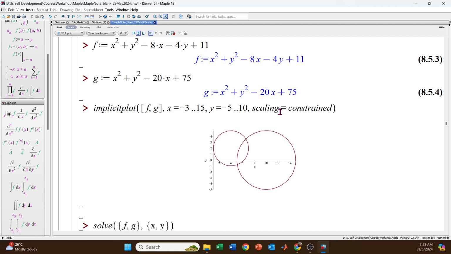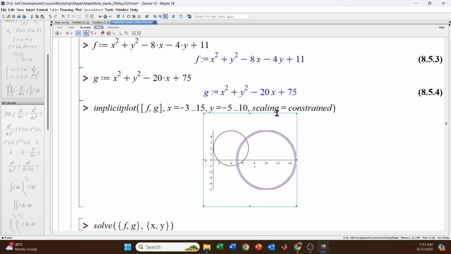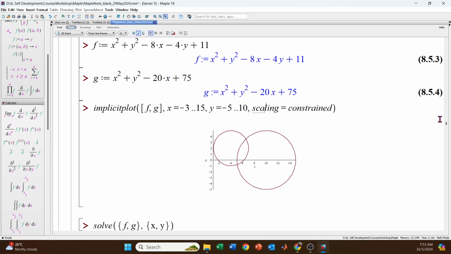This is using a command, or you can right click. You can see here the style, the line, color, and other formatting for the graph. You can just right click if you don't know what command to put there.